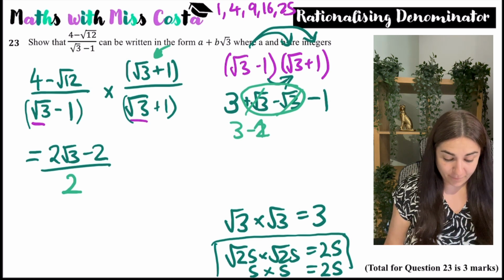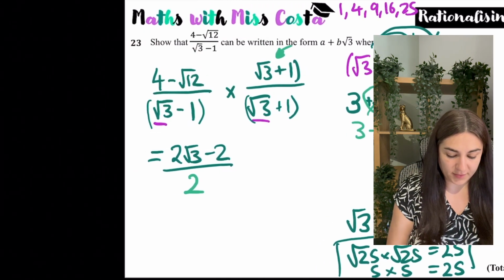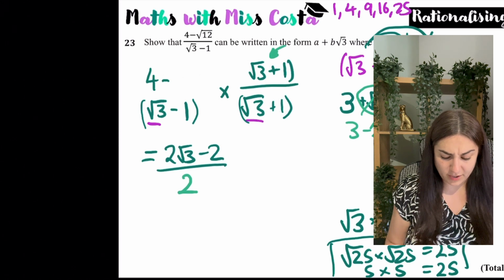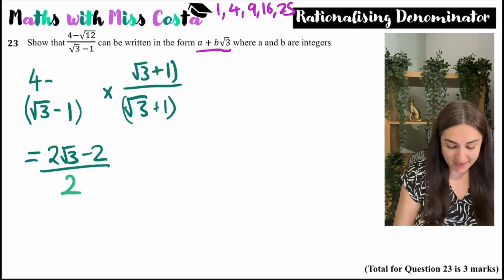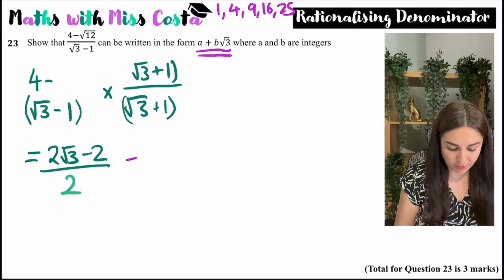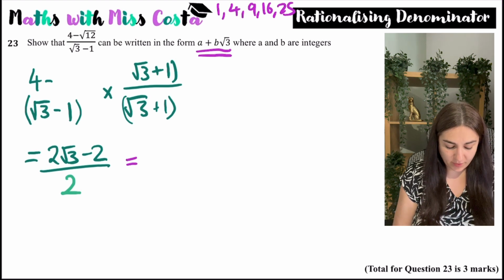Okay, so I've got this fraction and I need to show that it can be written in the form a plus b root 3. So once again, what can I do?